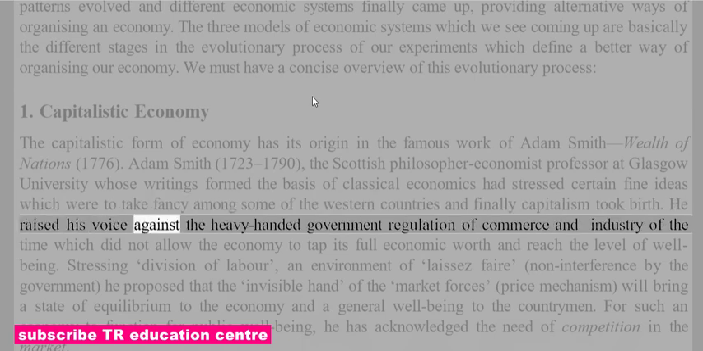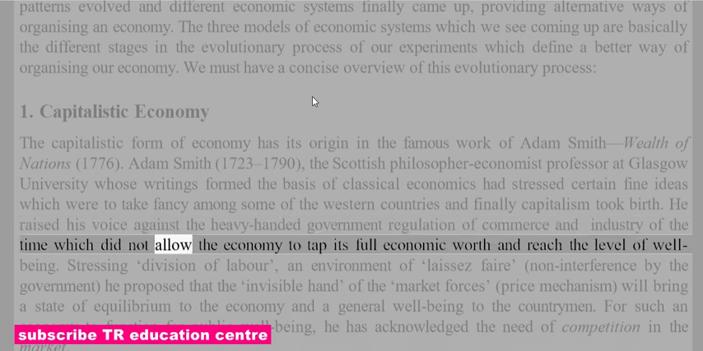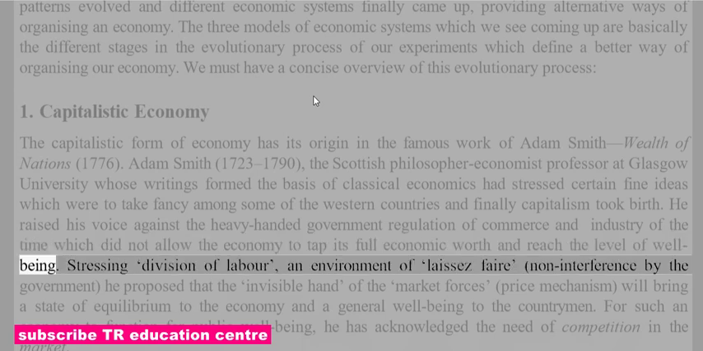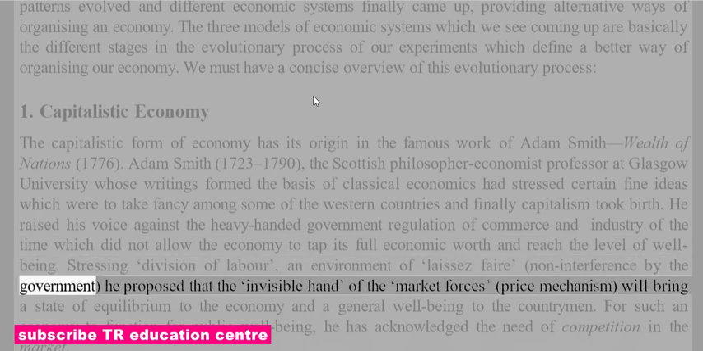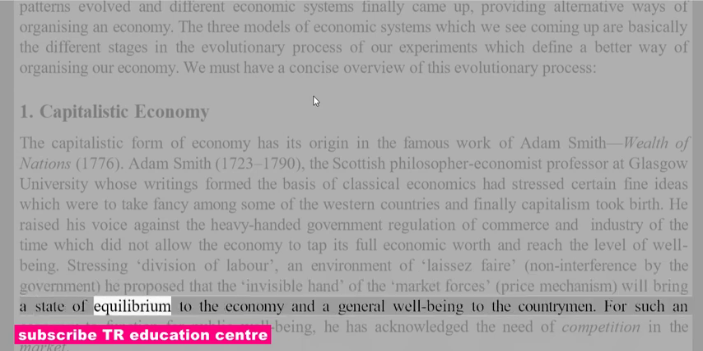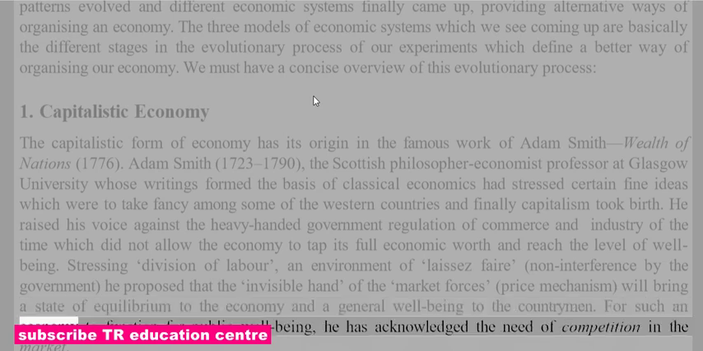He raised his voice against the heavy-handed government regulation of commerce and industry of the time, which did not allow the economy to tap its full economic worth and reach the level of well-being. Stressing division of labor, and an environment of laissez-faire, non-interference by the government, he proposed that the invisible hand of the market forces, price mechanism, will bring a state of equilibrium to the economy and a general well-being to the countrymen. For such an economy to function for public well-being, he has acknowledged the need of competition in the market.